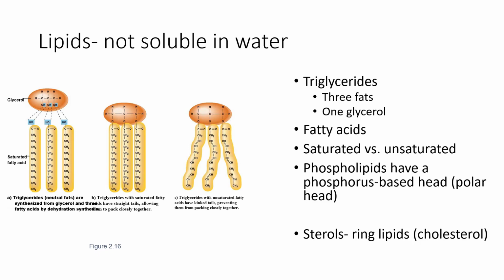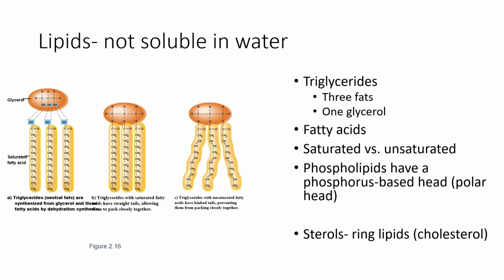We will also look at things called phospholipids in cell membranes. These have, instead of a glycerol, a phosphorus head on there, which is polar. That makes part of the molecule polar and part of the molecule nonpolar, and that's special for reasons we'll discuss later.